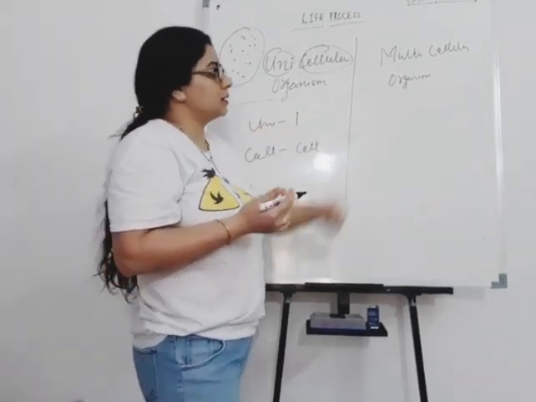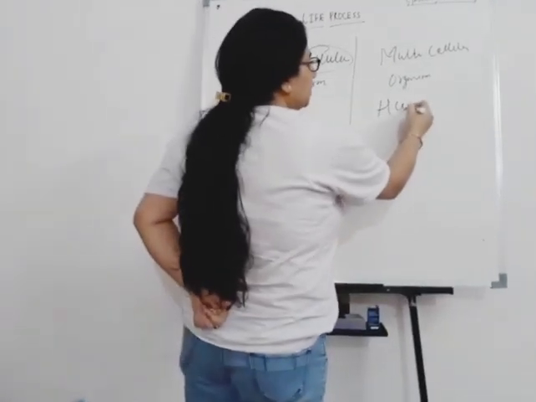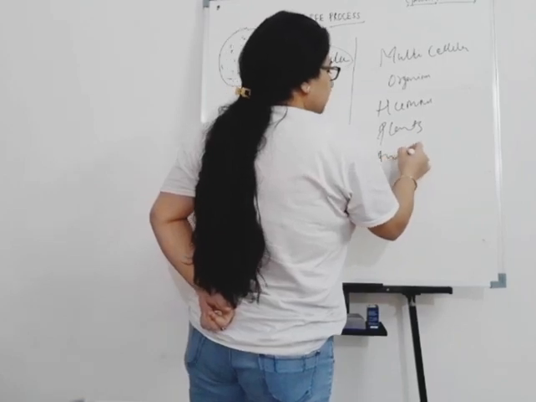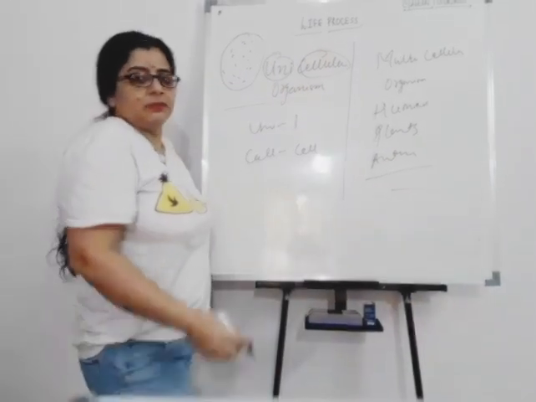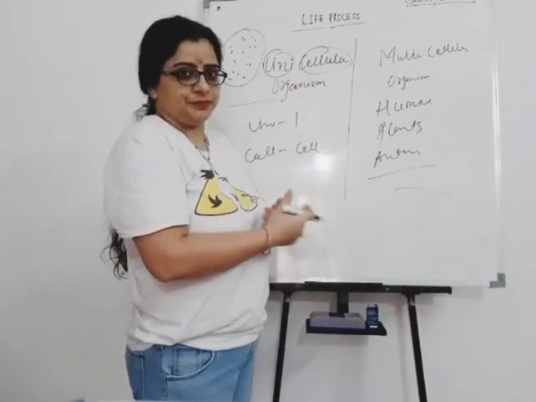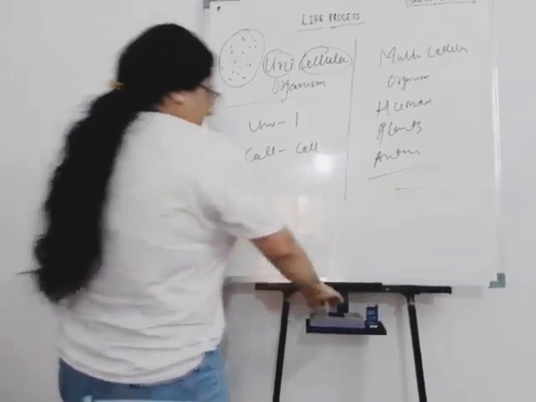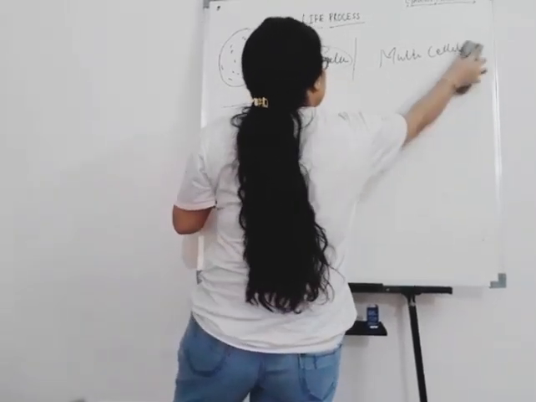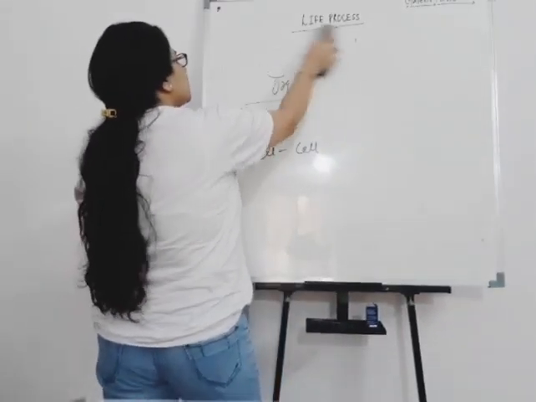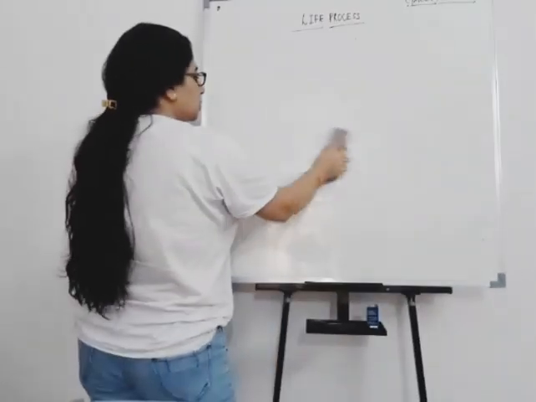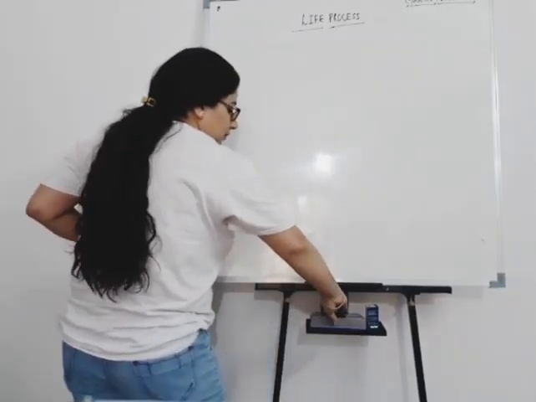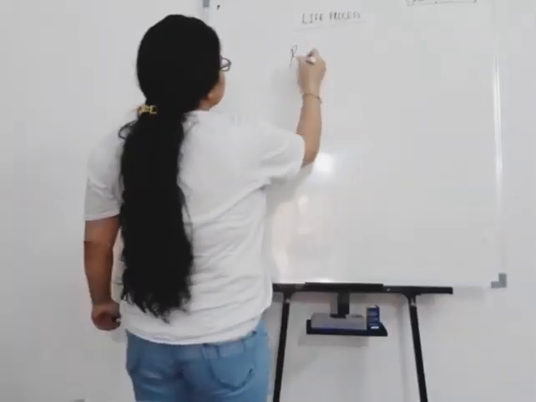Whereas in case of multicellular organisms, we have examples like humans, plants, animals, certain microorganisms. For them, we need a complex functional organ system. Now, at last we will be discussing the biochemical reaction, which I told you is a very important characteristic of living organisms.